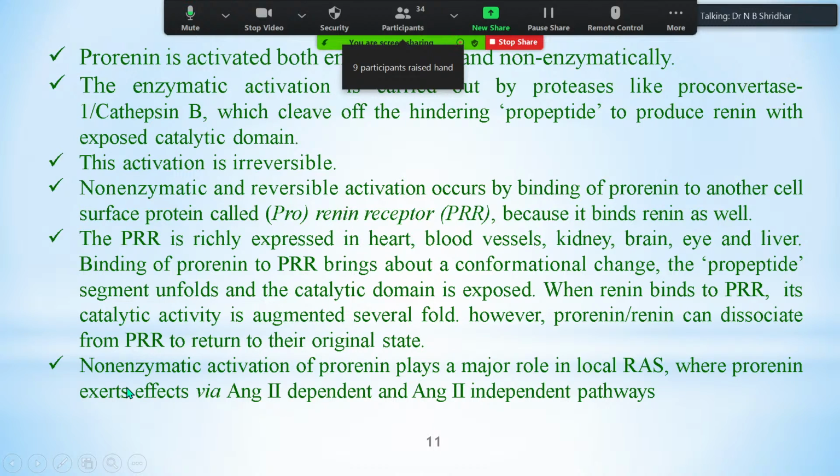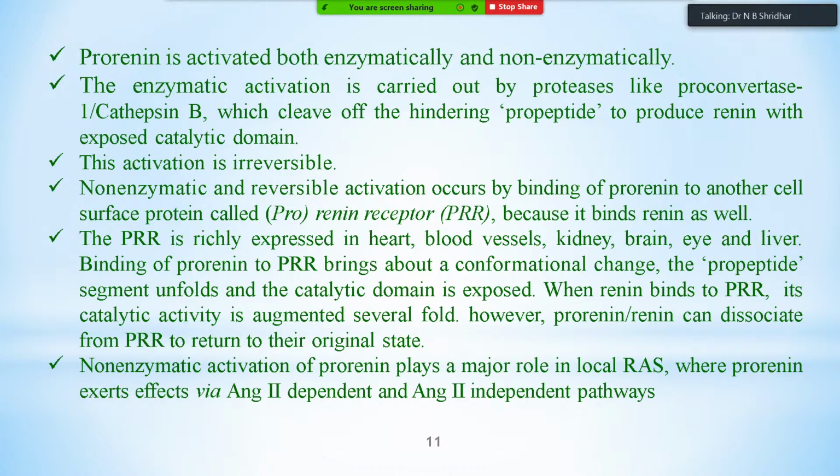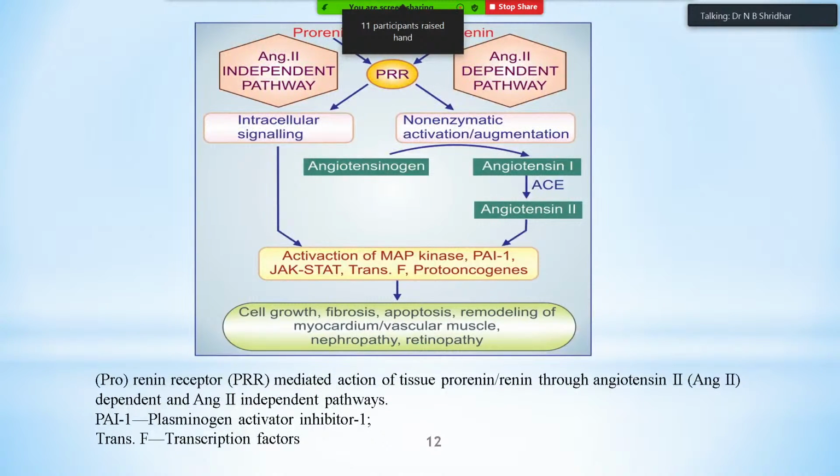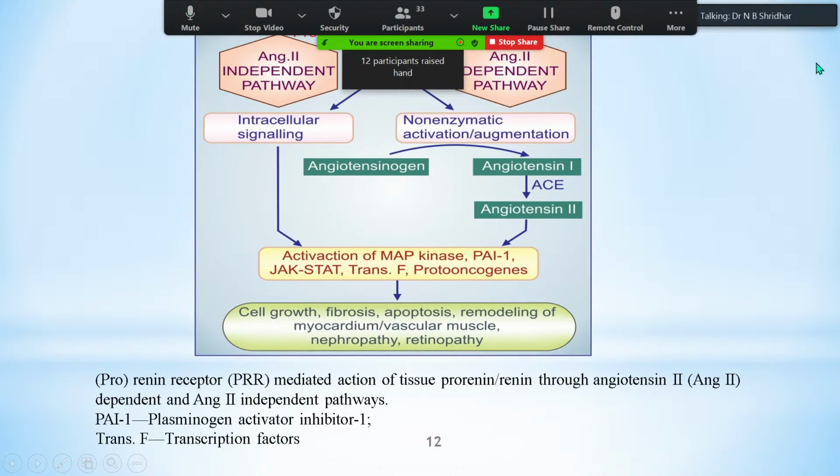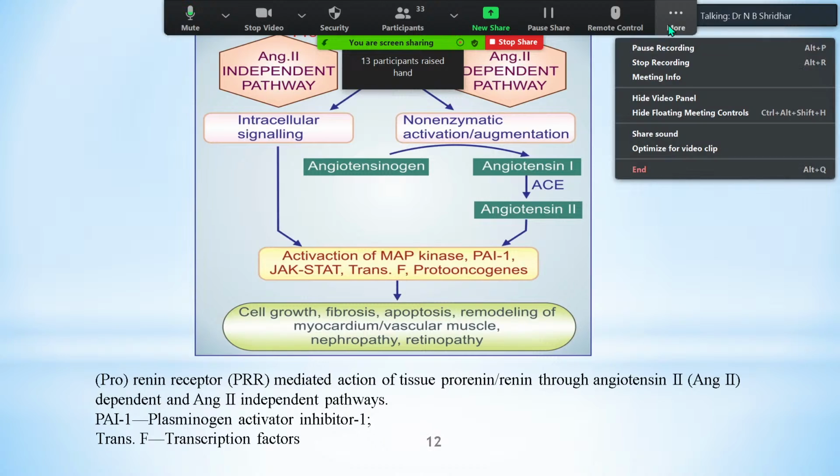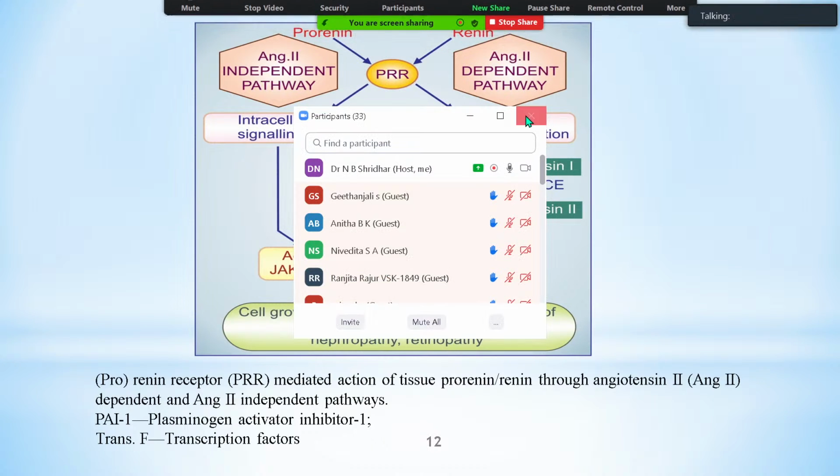Apart from this, there is non-enzymatic activation of prorenin, which always plays a major role in the RAS, where prorenin exerts its effects via angiotensin 2 dependent and angiotensin 2 independent pathways. Both pathways are acted on by this particular process. Here you can see a flow diagram in which there are two pathways, the angiotensin 2 independent pathway and the angiotensin 2 dependent pathway.